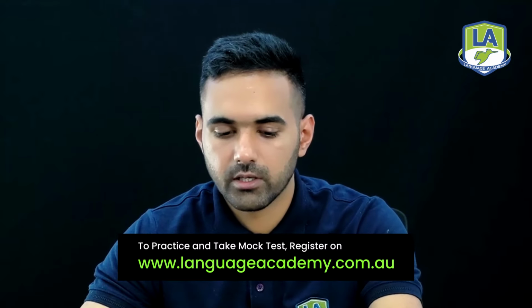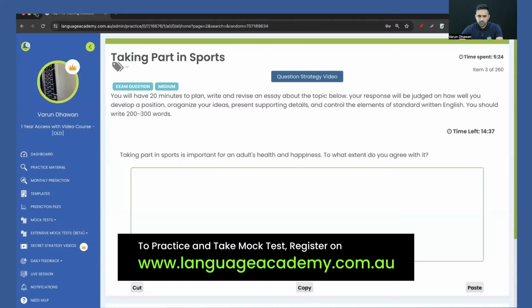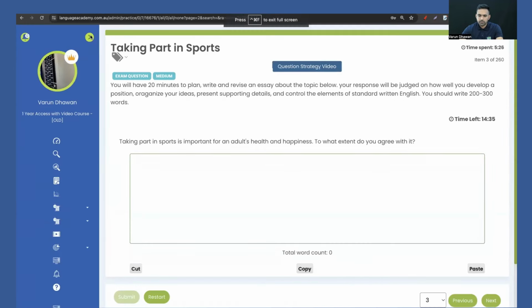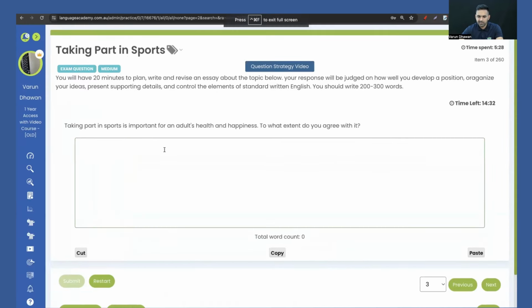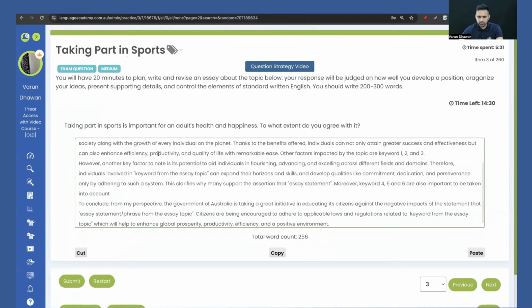What are the things you need to take care of? Yeah, so my screen is visible. Let's say this is our essay topic, right? Taking part in sports is important for an adult's health and happiness. I'll just copy and paste the essay template.